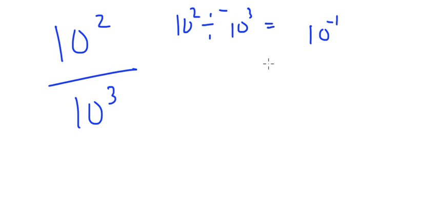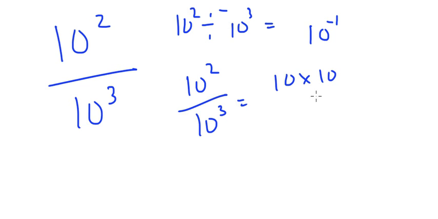And here's the way we show that. We have 10 to the second over 10 to the third. This equals 10 times 10 divided by 10 times 10 times 10. Now what happens is simply this.